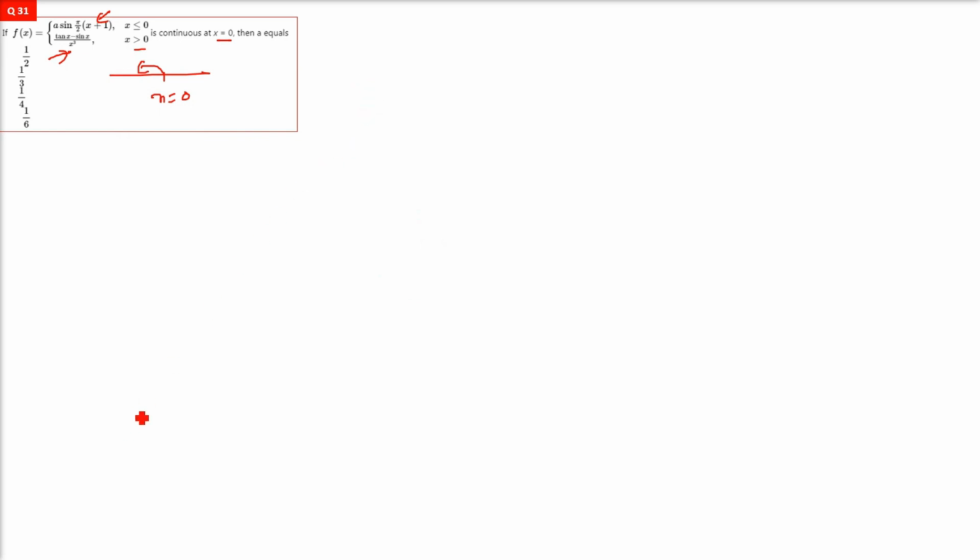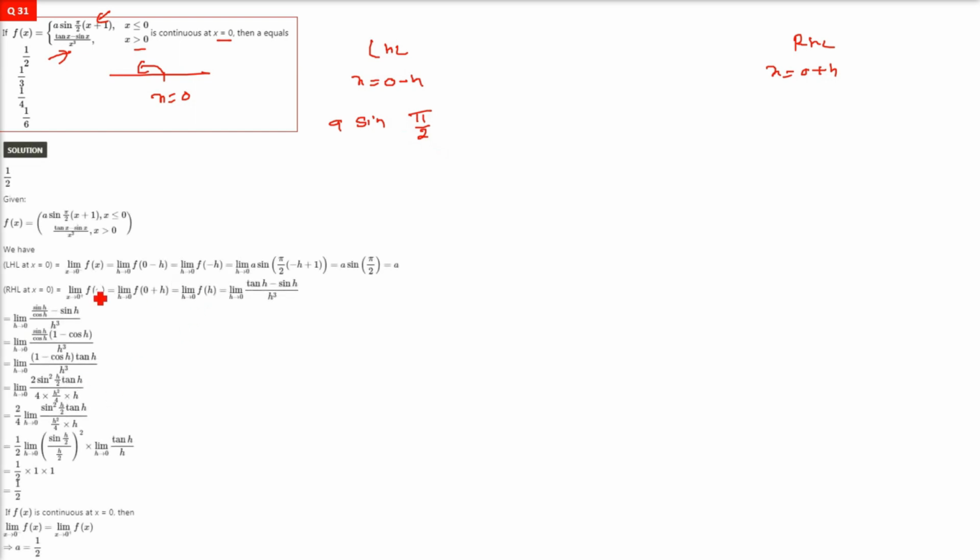The first thing first is left hand limit. That is because x is 0, so we have to go on the left. So x will be 0 minus h. For the right hand limit, we are going to take x as 0 plus h. So in a sine pi by 2 x, replace x by negative h. So this is your explanation. If you want to do it by yourself, you can just have a look. Otherwise, you just follow me.